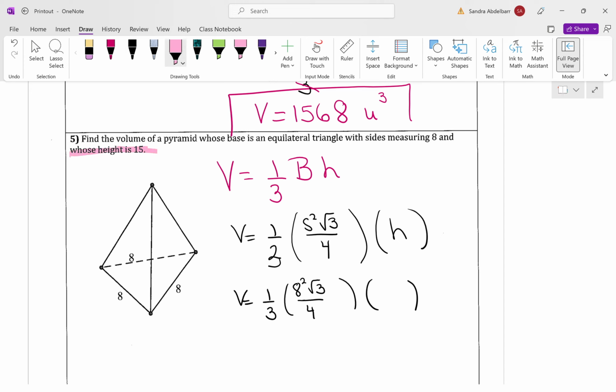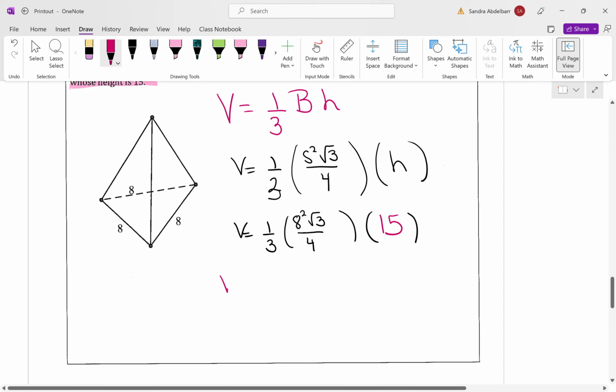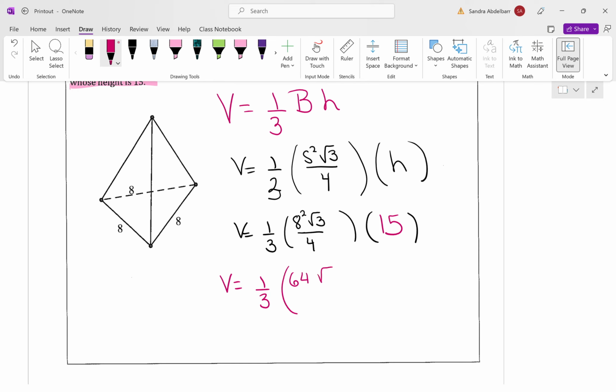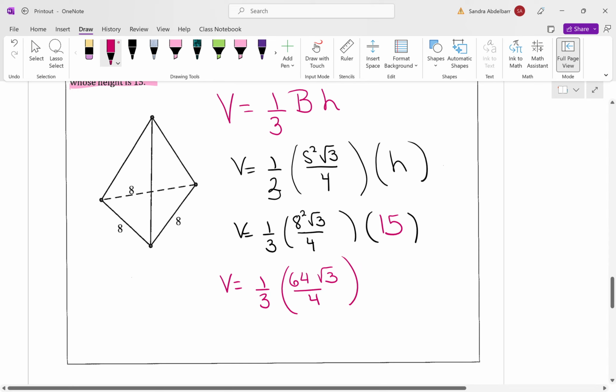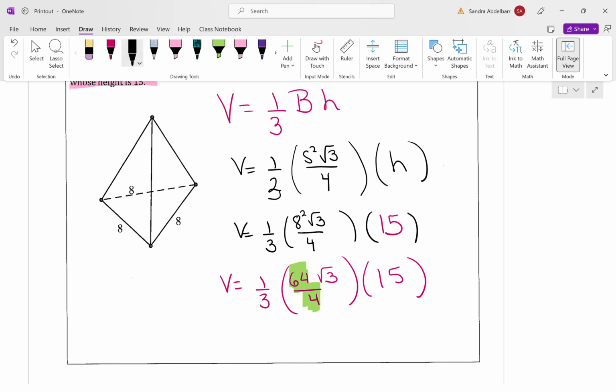Did they tell us the height of the whole pyramid? They sure did. They said whose height is 15. So we don't need to find that. The height is 15. So our volume will be 1/3 times 64√3/4 times 15. Well, now I can divide 64 and 4.